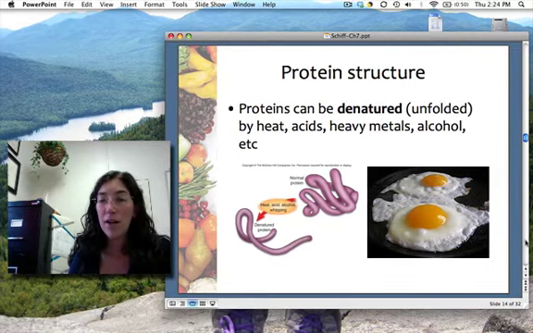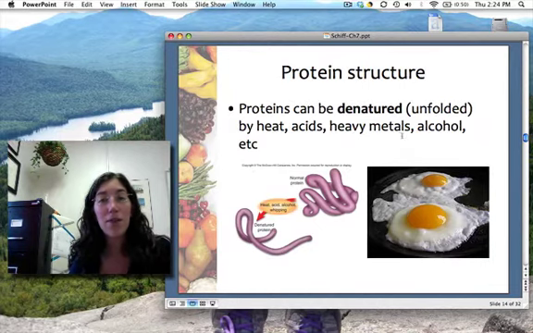So those are heavy metals, alcohol also are denaturing agents, can denature proteins.